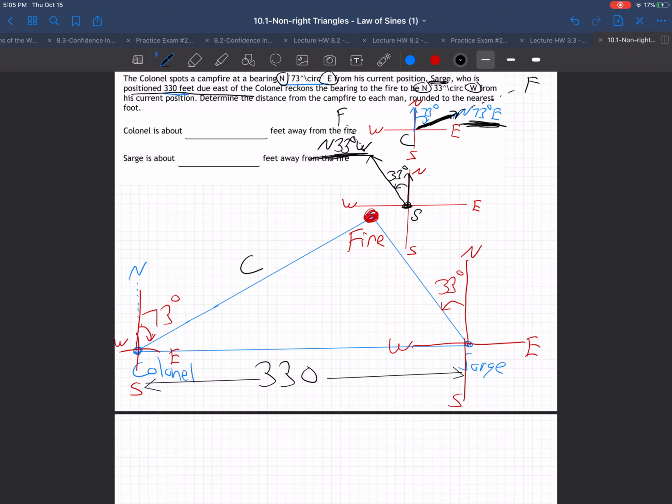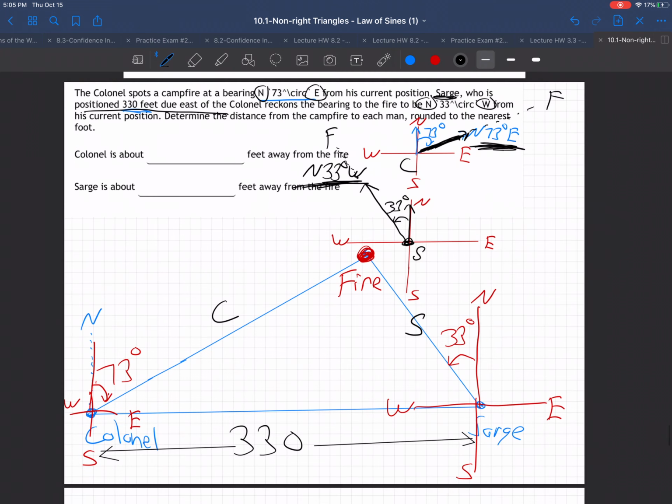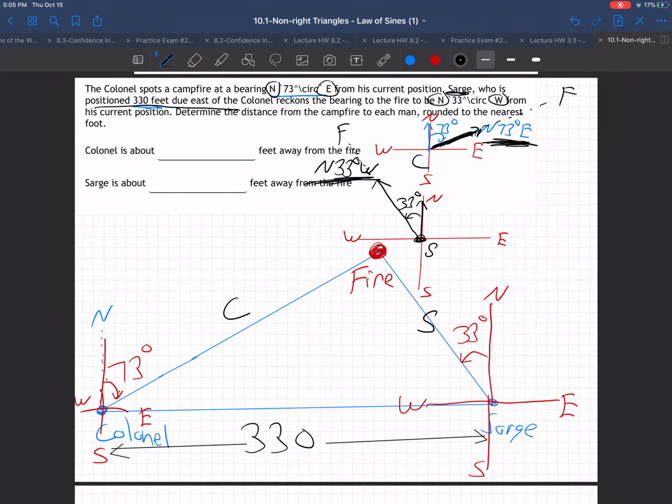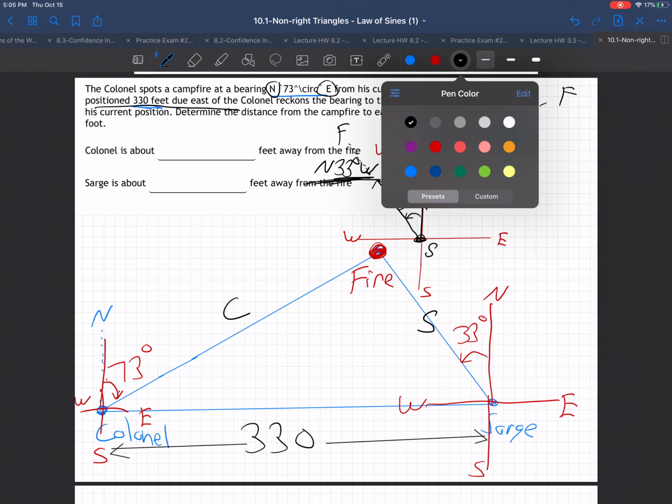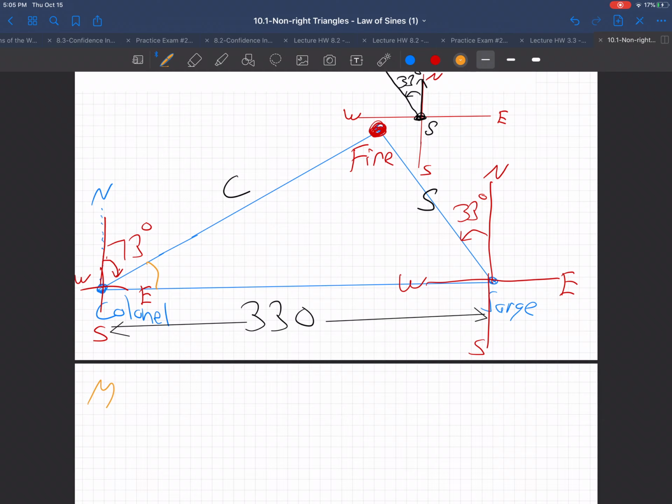So let's call this C for colonel. It's how far the colonel is from the fire. We'll call this S for Sarge, how far the Sarge is from the fire. How are we going to find those? We don't have a right triangle. This is not a right triangle. So we can't use SOHCAHTOA. Right? So we got to use law of sines. So, okay, to do that, we got to find the angles in the triangle. We can start by finding the angles that are missing. Like, what's this angle here? So let me back up here, number 1.